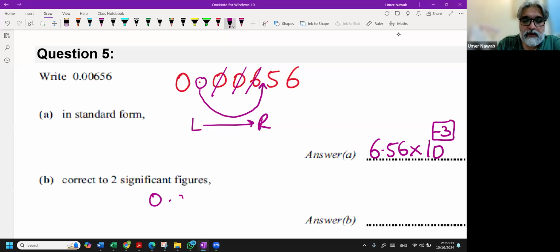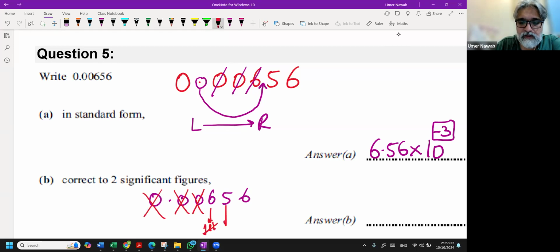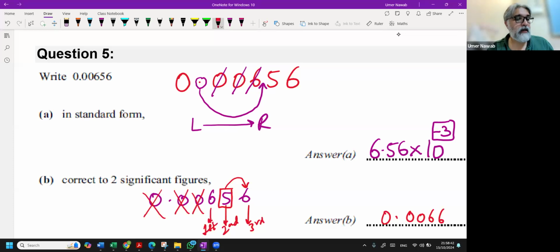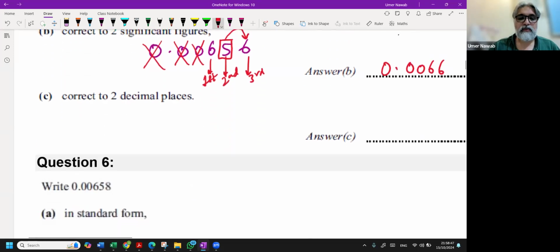Now 0.00656, this number has to be written to two significant figures. So these zeros are not significant. This is my first significant, second significant, and third significant. And I want to write this number to the second significant. After 5, I have 6. So 5 will be raised by 1. So I'm going to get 0.0066. Clear? So 0.0066 is the two significant figure number.